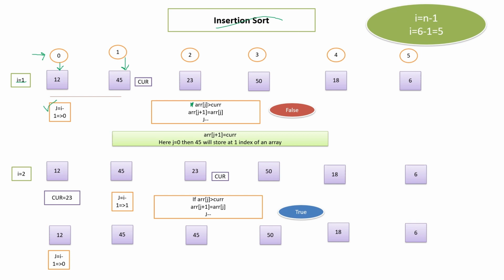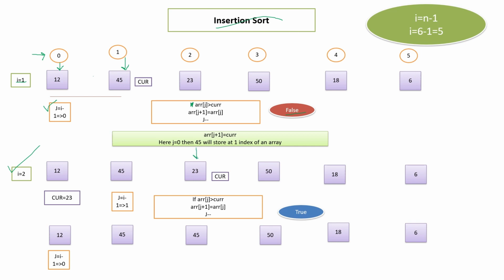It means that array j plus 1 will be array j element. So here we find that our array j element is not greater than our current element. So it is a false condition, and we move on. Here j is 0, then 45 will be stored at the first index of the array. It remains the same.